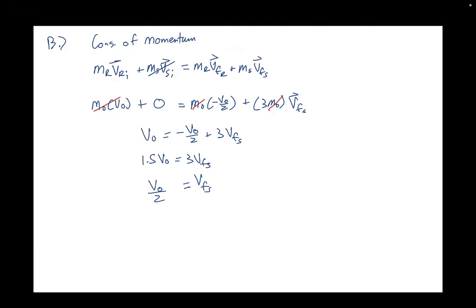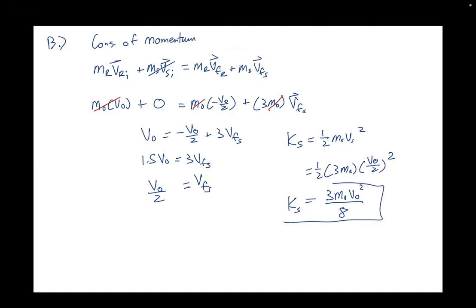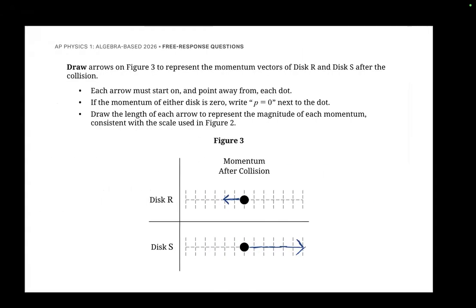We were asked to find the kinetic energy of disk S, however, so that should equal 1/2 mv squared, which is 1/2 times 3 m naught times v naught over 2 squared. And if we clean that up a little bit, I think that is 3 m naught v naught squared times 1/4 times 1/2, which is 3/8 m naught v naught squared. It should be the kinetic energy for S. Perfect. All right. I think that answers part B.